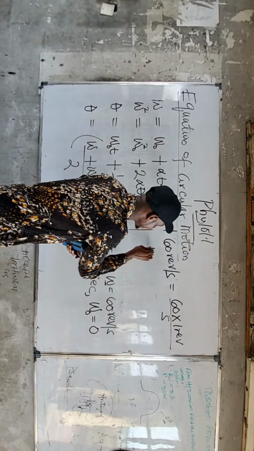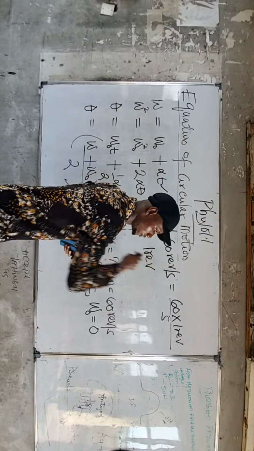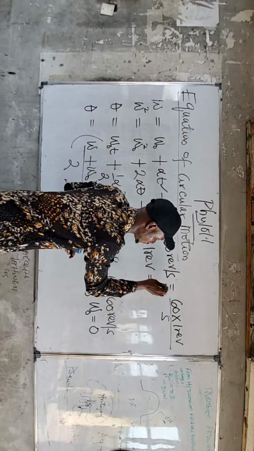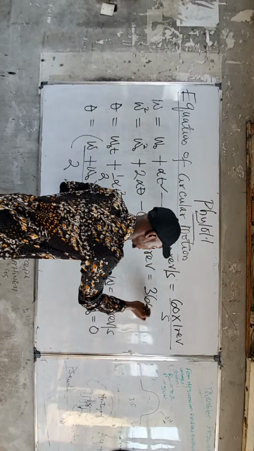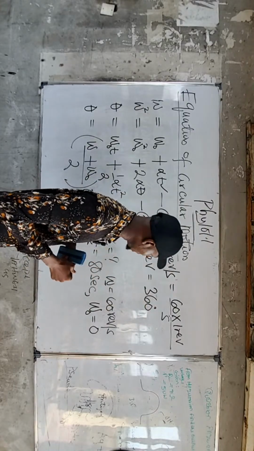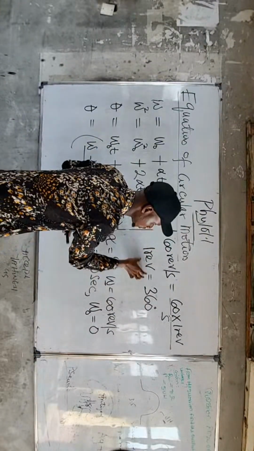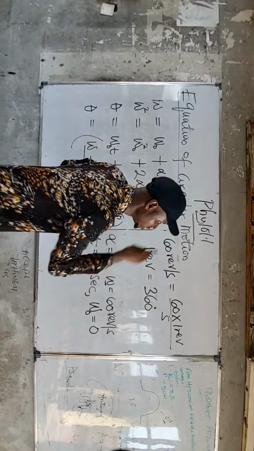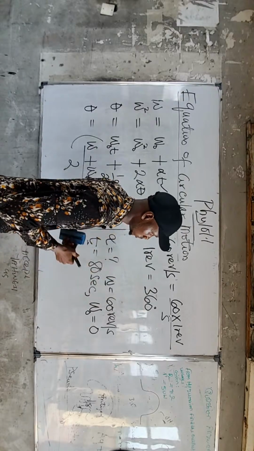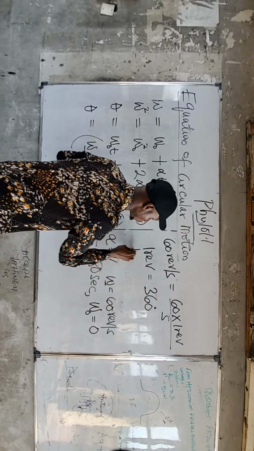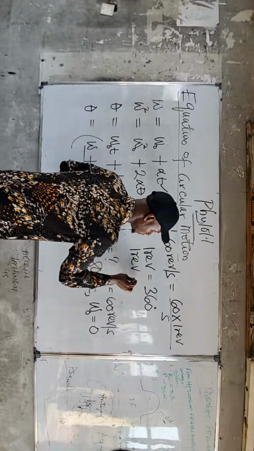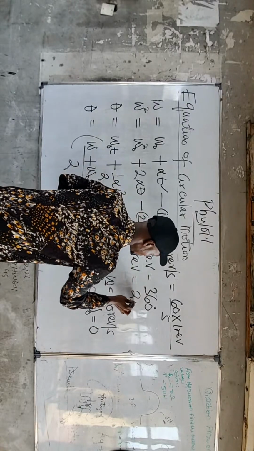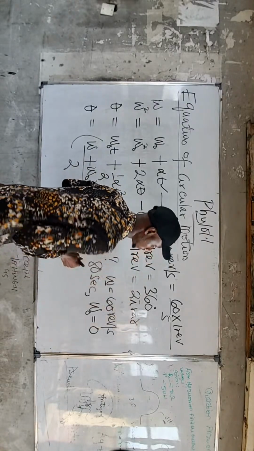We said that 1 rev, that's 1 revolution, 1 circle, in terms of angle, is said to be 360 degrees. Please pay much attention here. That 1 revolution is equal to 360 degrees. The same thing here, that 1 rev in terms of radian is said to be equal to 2 pi rad. Please take note of this.